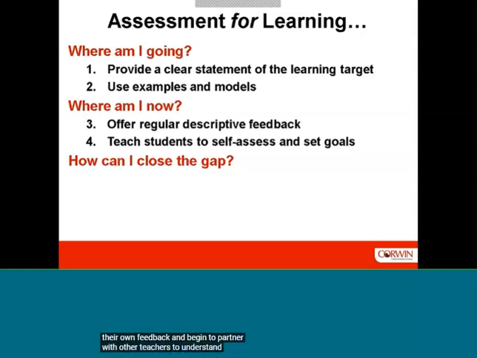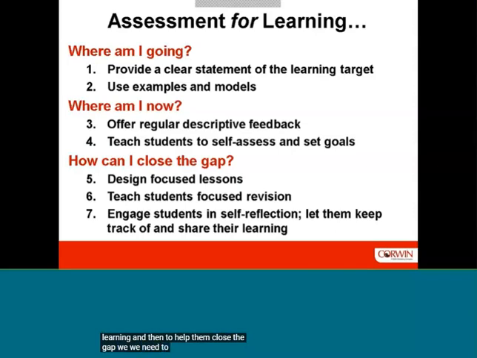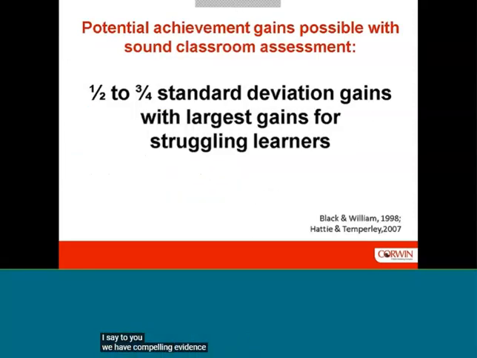And then teach students the skills of self-assessment so they can begin over time to generate their own feedback and begin to partner with us as their teachers to understand and set goals for what comes next in their learning. And then to help them close the gap, we need to design lessons focused on specific attributes of success, teach students to revise their work in terms of those keys to success, and engage students in ongoing self-reflection about their own growth, giving them the opportunity to keep track of and share with others the learning that is growing over time. There's much more to say about this, but what this has the effect of doing is bring students, while they're learning, into the self-assessment process in terms of the assessments we need for them. And once again, I say to you, we have compelling evidence, quite literally from around the world, of profound achievement score gains that come when students are engaged in the classroom level of assessment in these terms.